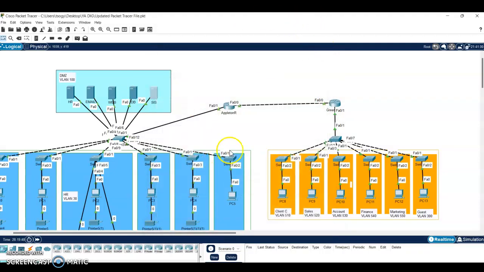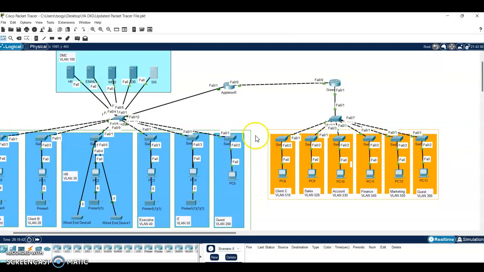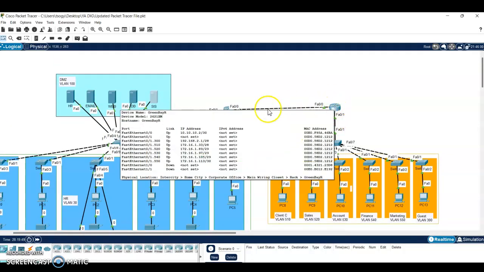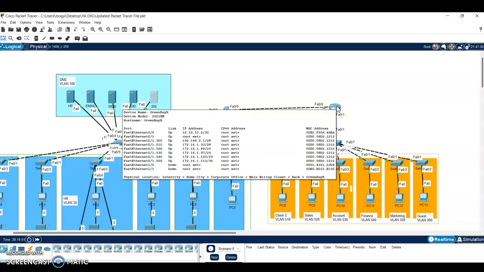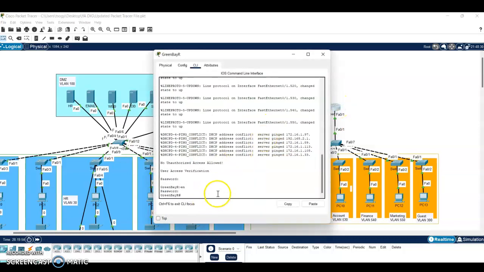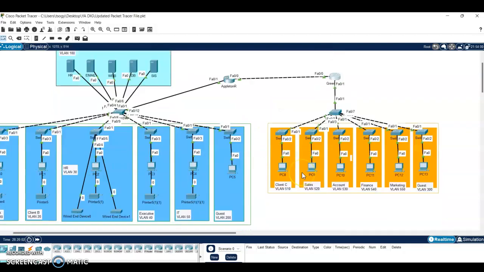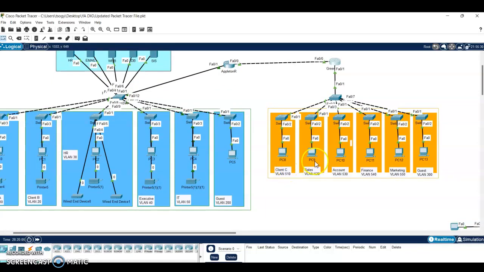And while I was doing my network diagram and configuration, I was able to ping from Appleton router to Green Bay router, and I also set up a password for both routers, the Green Bay and Appleton, for security purposes, and I was able to do that. And down here, I pinged from client C to sales, and I was able to get successful pinging, and same as here.